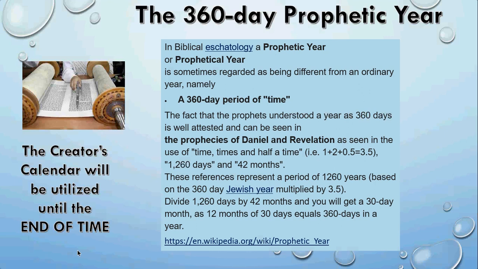1,260 days, and the statement 24 months. These references represent a period of 1,260 years, based on the 360-day Jewish year multiplied by 3.5. Divide 1,260 days by 42 months, and you will get a 30-day month, as 12 months of 30 days equals 360 days in a year. And that's taken from an article on Wikipedia on Prophetic Year. Okay, thank you.